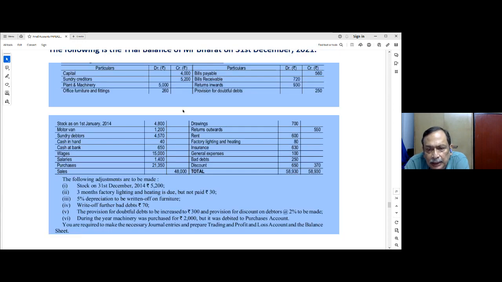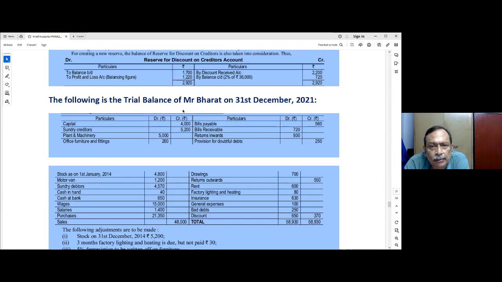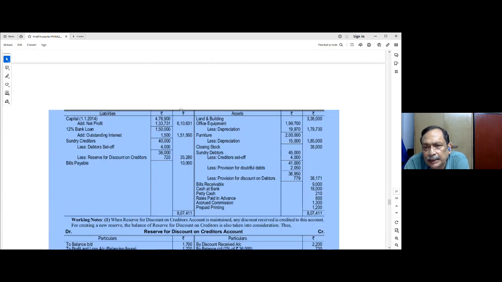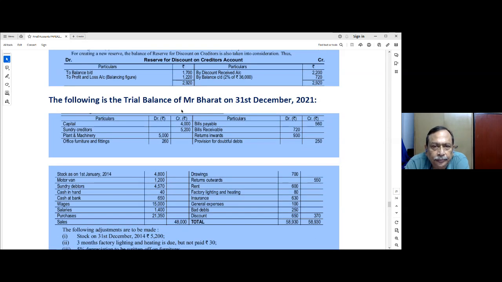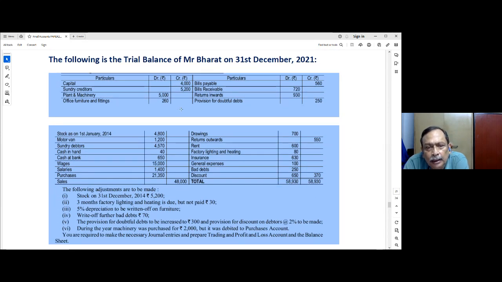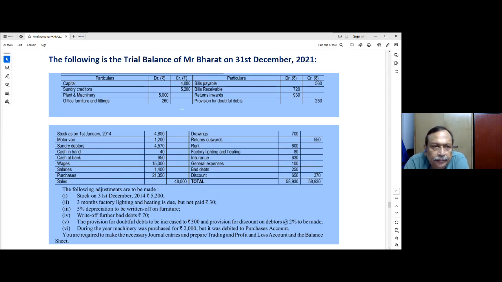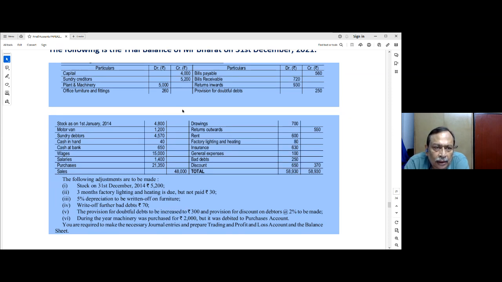Okay. Now we are coming to the next problem. The following is the trial balance of Mr. Bharat on 31st December. We are having capital, sundry creditors, plant and machinery, office furniture and fittings, stock as on 1st January, motor van, sundry debtors, cash in hand, cash at bank, wages, salaries, purchases, sales.